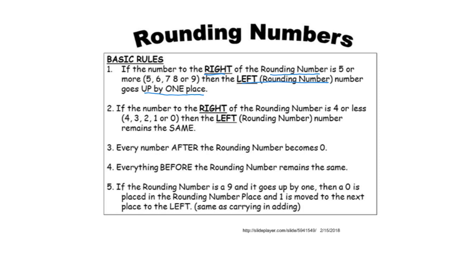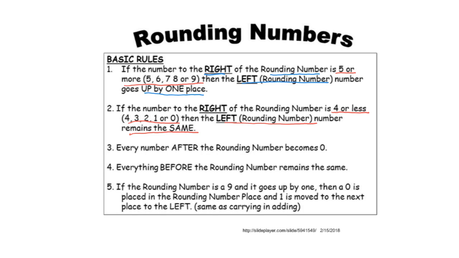Step 2, if the number to the right of the rounding number is 4 or less, let's emphasize that, 4 or less, so any of those numbers, then the rounding number remains the same. So again, 5 or more, so 5, 6, 7, 8, or 9, we add 1 to the rounding number. If it is 0, 1, 2, 3, 4, then we will remain the same on that rounding number.